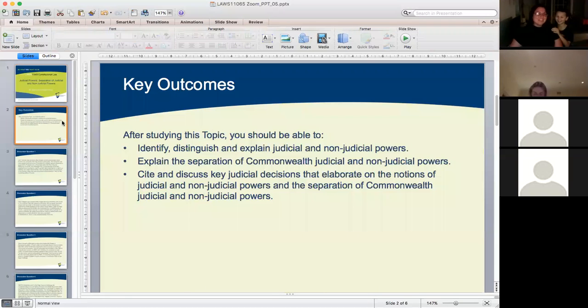Explain the separation of Commonwealth judicial and non-judicial powers, and then cite and discuss key judicial decisions that elaborate on the notions of judicial and non-judicial powers and the separation of Commonwealth and non-judicial powers.